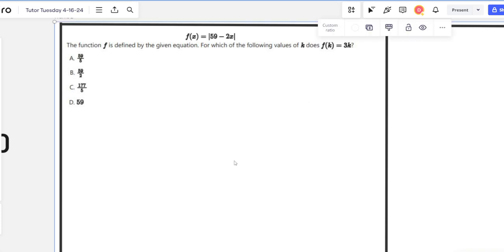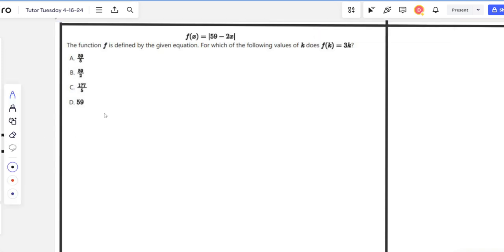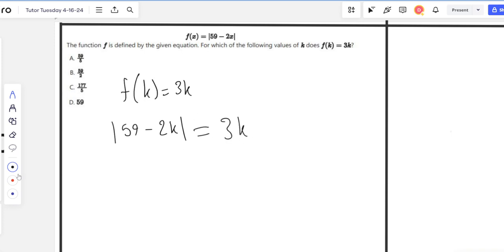Give me a second to fix my pen. What it's saying here is f of k equals 3k. So that means the absolute value of 59 minus 2k, if we just substitute in a k in place of x, is equal to 3k. Which gives us two solutions. One is that 59 minus 2k is equal to 3k, and we have 59 minus 2k equals negative 3k.